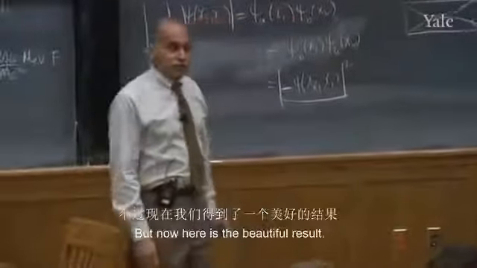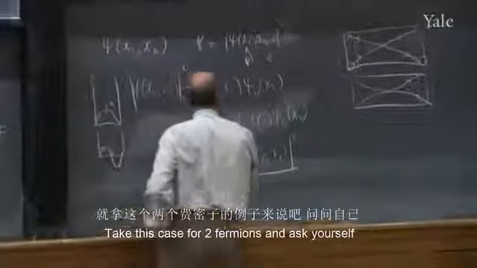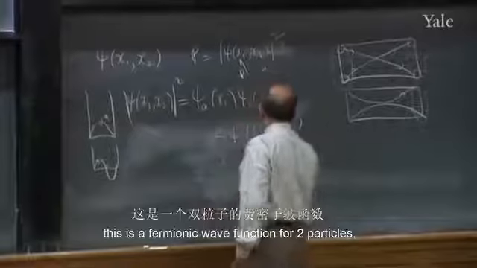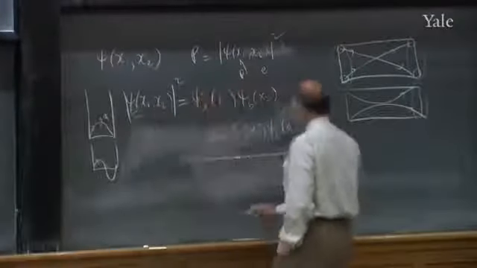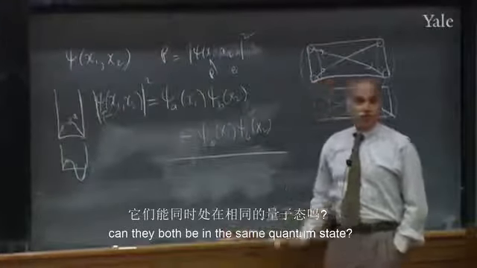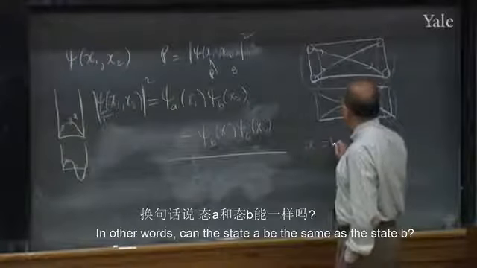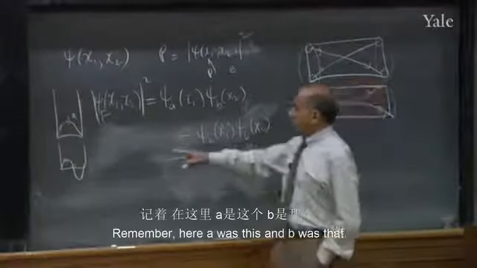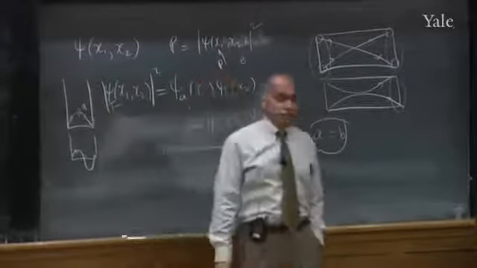But now here is the beautiful result. Take this case for two fermions and ask yourself, so this is a fermionic wave function for two particles. Ask yourself the following question. Can they both be in the same quantum state? In other words, can the state A be the same as the state B? Remember here A was this and B was that. I'm asking, can they both be in the same state?